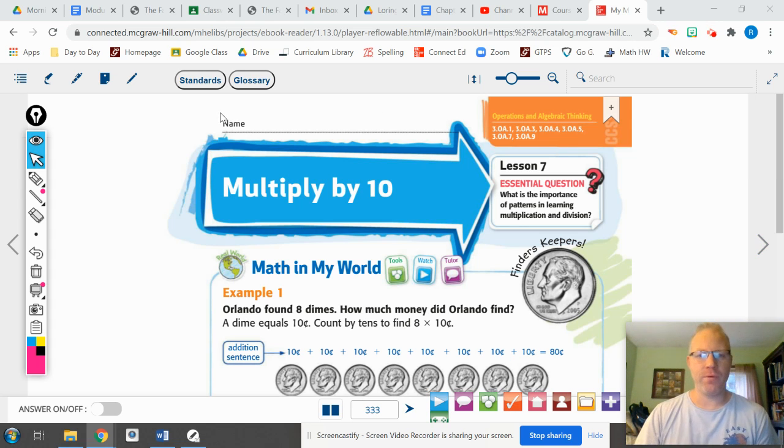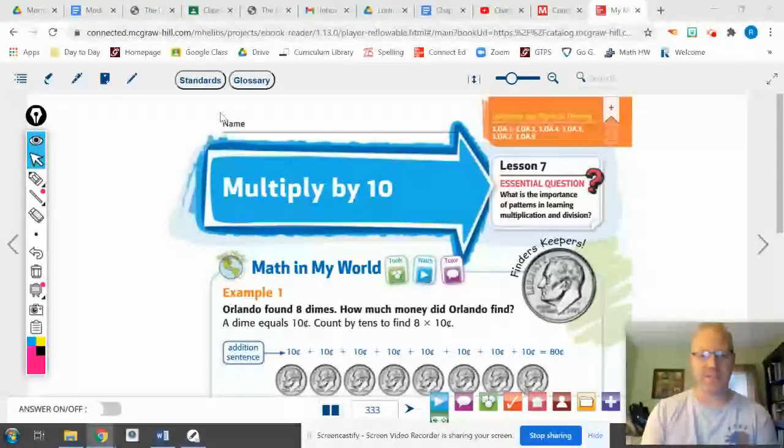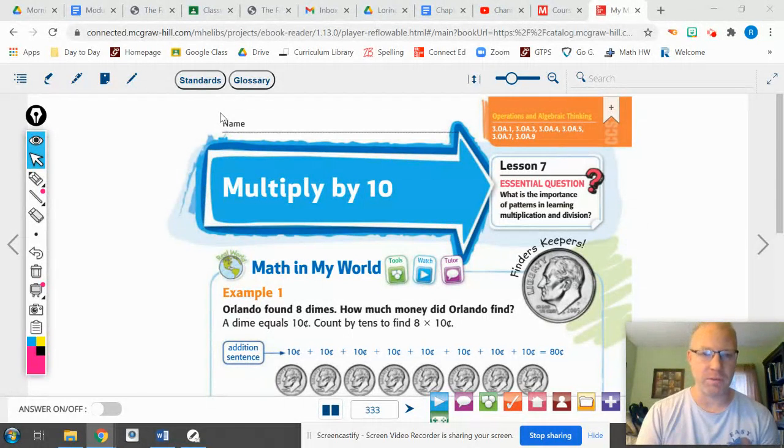Today we are going through lesson 7. So you're going to be turning in your book to page 333. On page 333, we are focusing on multiplying by 10. We continue to talk about the importance of patterns when learning multiplication and division. So today when we think about multiplying by 10, I want you to consider all the patterns that you see as we go through the multiples of 10.